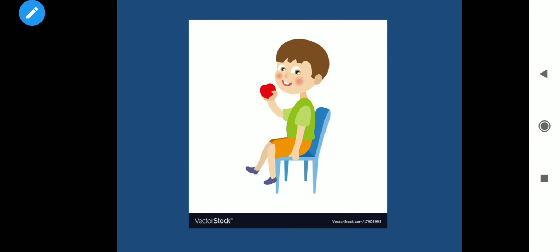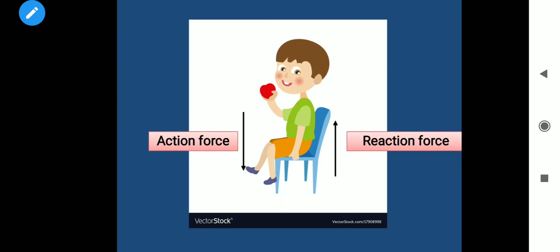When we sit on a chair, our body exerts some action force in the downward direction. At the same time, the chair also applies a reaction force in the upward direction to us. When the action force and reaction force are equal in magnitude and opposite in direction, we are able to sit easily. But if the action force is greater than the reaction force, in this condition, the chair will collapse and we will fall down.